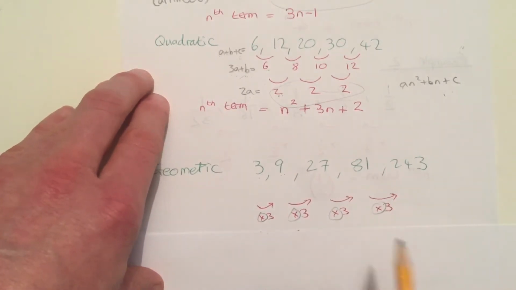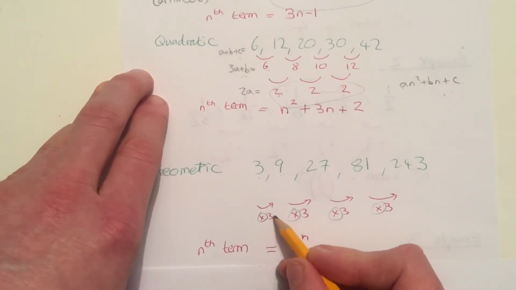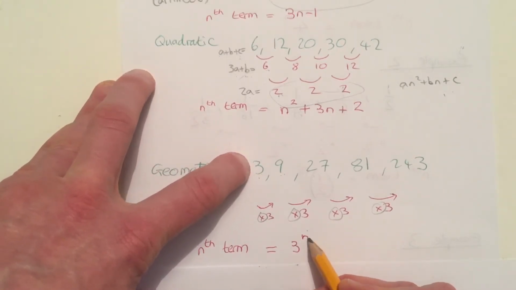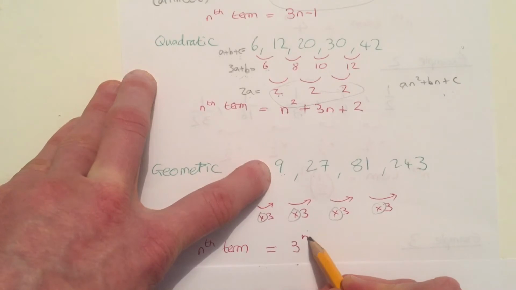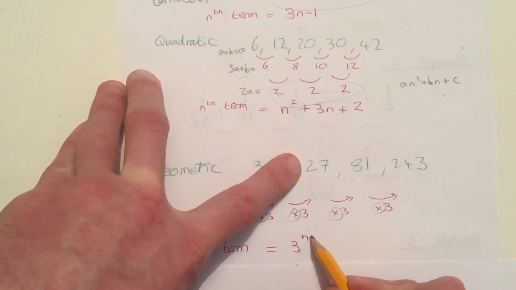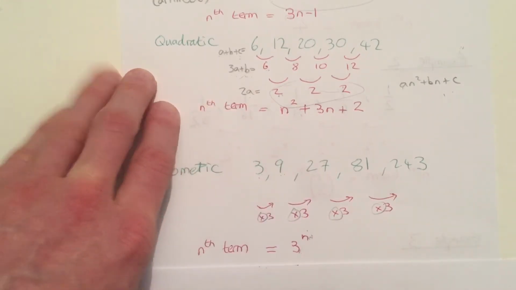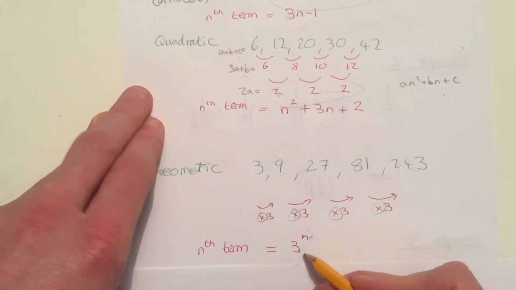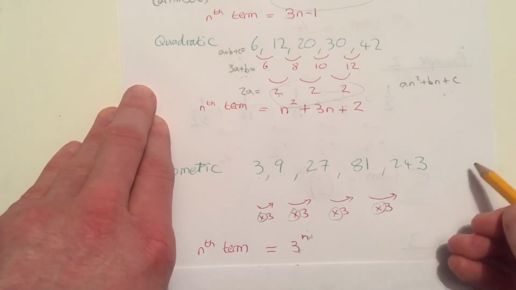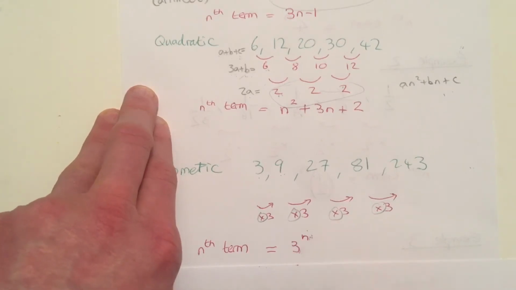So in this case, the nth term can be written as 3 to the power n. So the first number, 3 to the power 1 is 3. The second number, 3 to the power 2, 3 squared is 9. The third number, 3 cubed, is 27. The fourth number, 3 to the power 4, is 81, and so on. So the nth term of this sequence is 3 to the power n. So again, if I wanted to work out the 100th number in this sequence, I would do 3 to the power of 100.